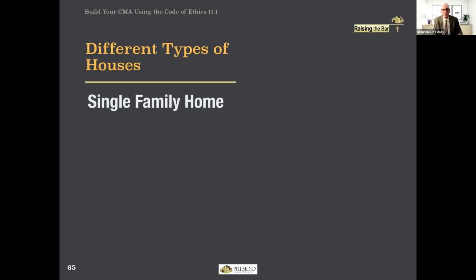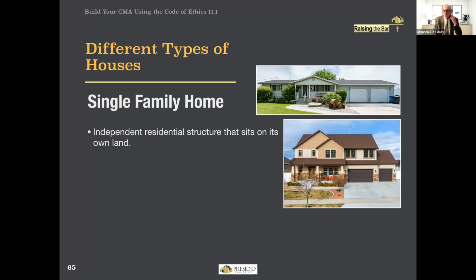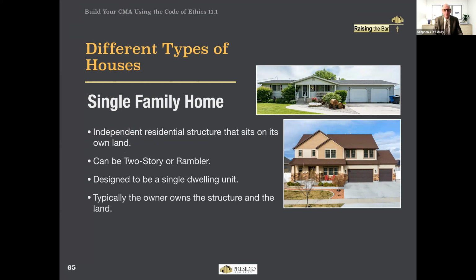So we'll start off with a single family home, which most of us are selling these days. It's an independent residential structure that sits on its own land. Okay, that's what a single family home is. And there it is. Could be a rambler, could be a two-story. Okay, both single family homes. It's designed to be a single dwelling unit. That's what they call it. Okay. And typically the owner owns the structure and the land. So both is owned in the contract.